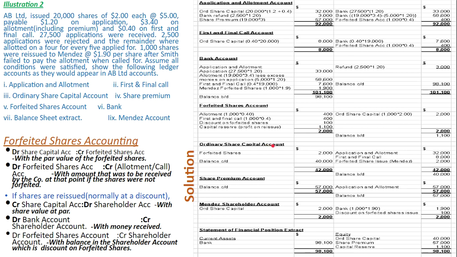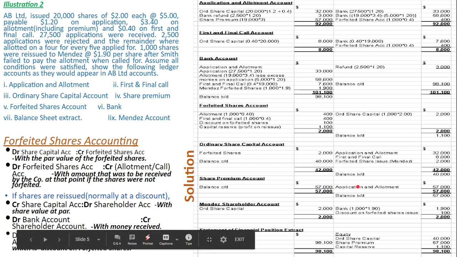Next, we have ordinary share capital account with a balance carried down of 40,000. Remember, we said our shares are always recorded at par. Next, we have the share premium account, which is a credit balance of 57,000. And lastly, we have the Mendes shareholder account, which balanced off with $2,000.